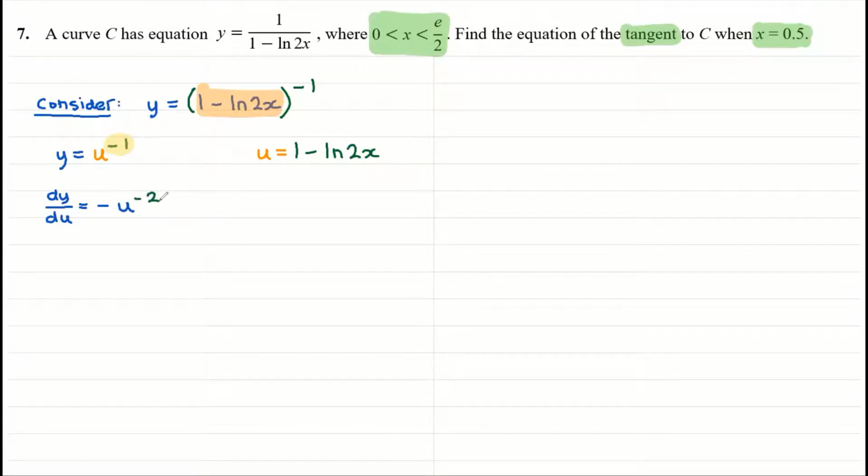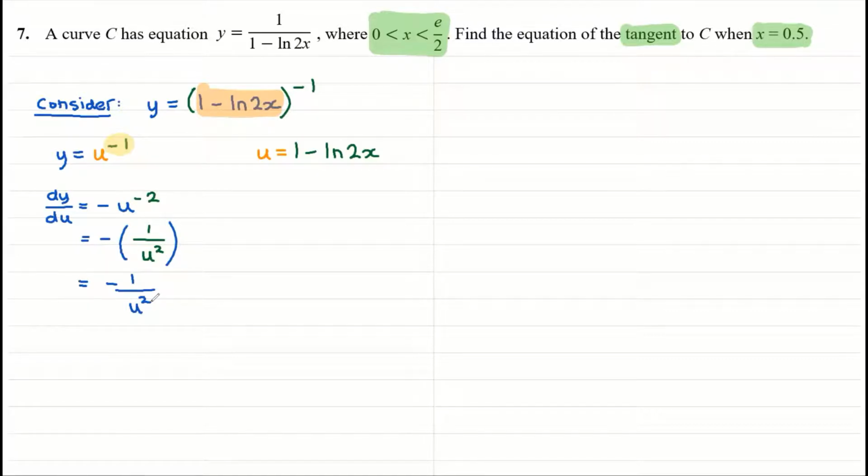And we need to present this in a way as it is presented in the question, so without negative powers. So this is, of course, equal to minus, and then we'll write this as a reciprocal, 1 over u squared. Okay, so get all this stuff out of the way first. So this is going to be -1 over u squared, however you want to write it. So that's the derivative of y with respect to u.